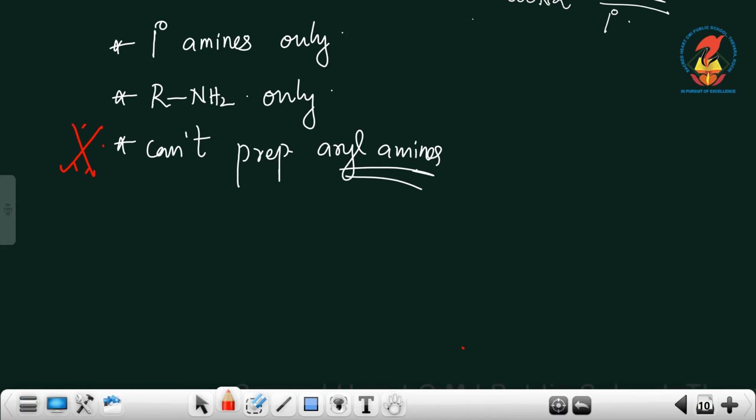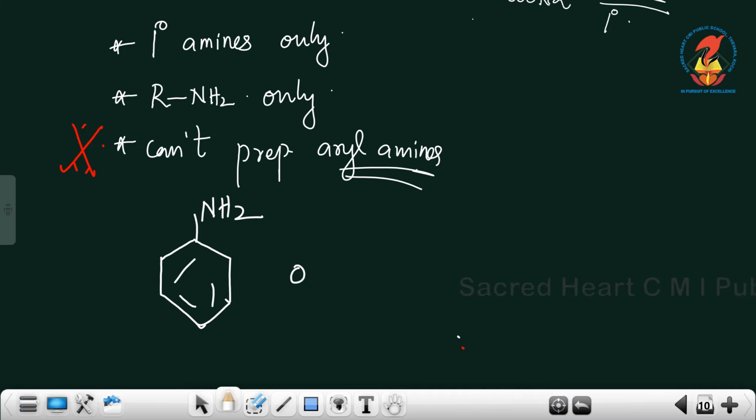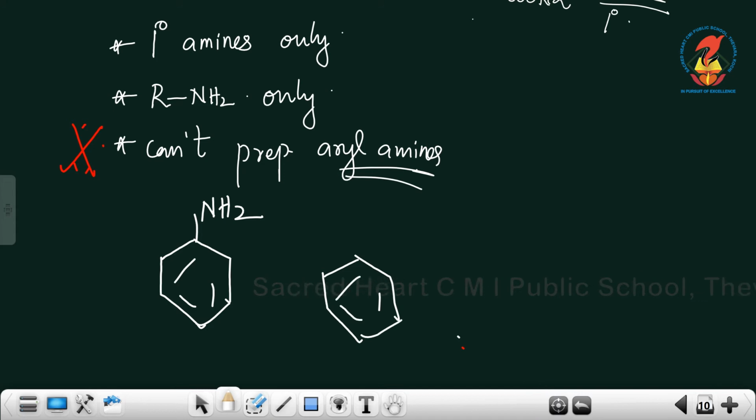Why can we not prepare aryl amines by using Gabriel phthalimide synthesis? Just now we explained the key step of the Gabriel phthalimide synthesis. According to this equation, if I want to prepare aniline by using Gabriel phthalimide synthesis, in the key step I have to take which halogen compound? See the group present in the NH2 group. So here I have to take a benzene ring containing chlorine or halogen as the halide.